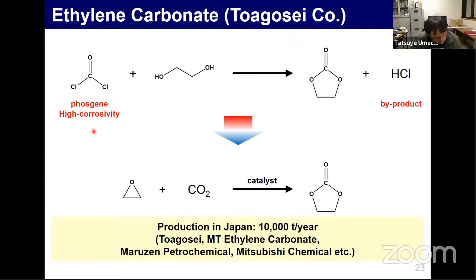Ethylene carbonate is produced by the cycloaddition reaction of carbon dioxide with ethylene oxide in the presence of a carbonylation catalyst. The catalytic synthesis of ethylene carbonate from carbon dioxide and ethylene oxide has already been established as an alternative to the synthesis from phosgene and ethylene glycol. Ethylene carbonate is used as an aprotic polar solvent in lithium ion secondary batteries. According to data from 10 years ago, the annual production of ethylene carbonate is 10 or more million kilograms in Japan.